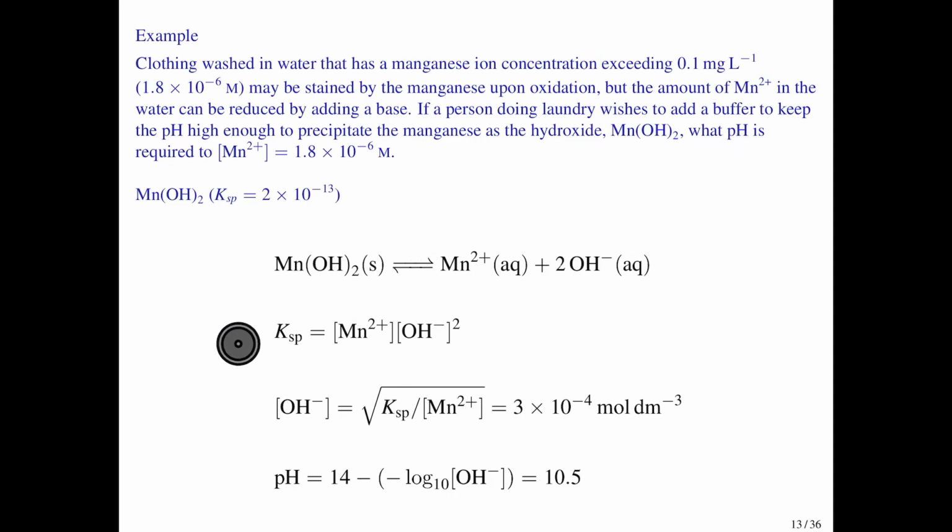So we write down the KSP expression for this dissolution reaction, and we solve it for the hydroxide ion concentration, very similar to what we did in the previous example that I worked out, and you get a value of 3 times 10 to the 4th moles per liter. And then what you do is you take that concentration and you calculate the pOH here, and then you subtract that from 14 to give you the pH required to force the precipitation to occur.